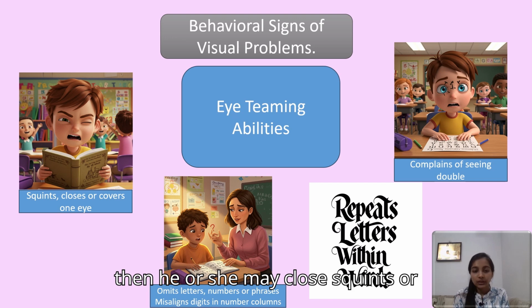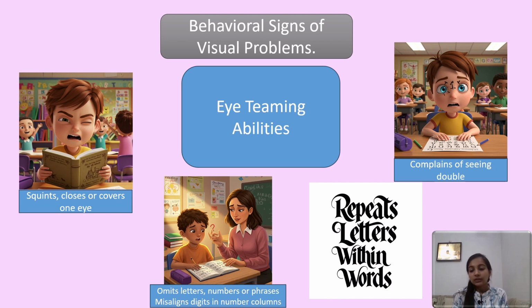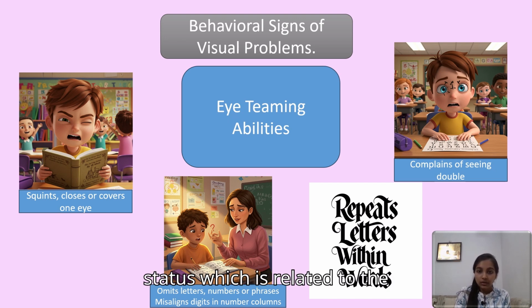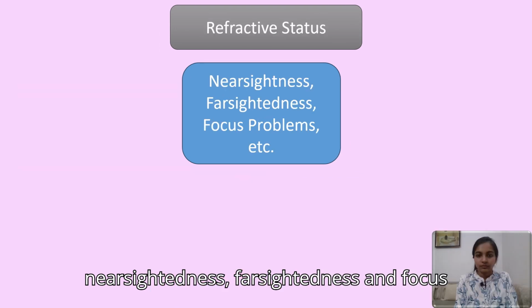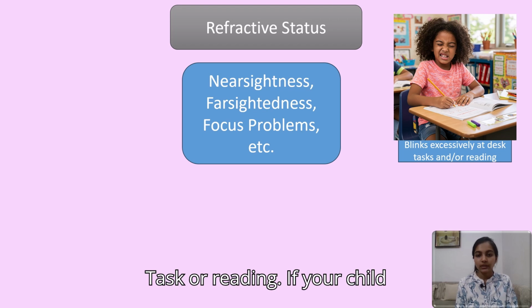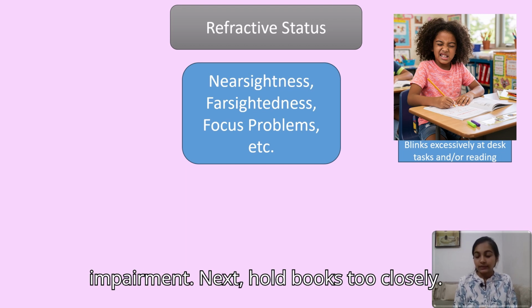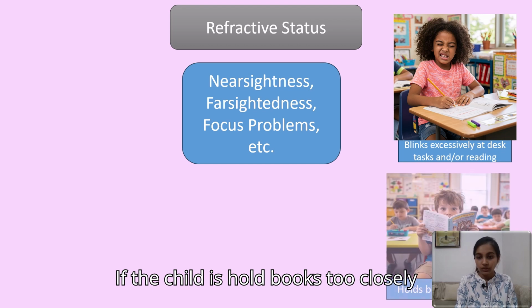If he or she is reading or seeing something, then he or she may close, squint, or cover one eye, then it could be a sign of visual impairment. Now let's talk about the refractive status, which is related to nearsightedness, farsightedness, and focus problems. Blinks excessively at desk, task, or reading. If your child blinks excessively during reading and writing, it could be the cause of visual impairment.